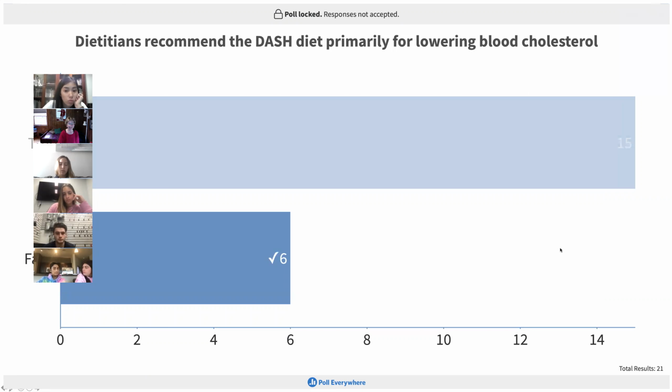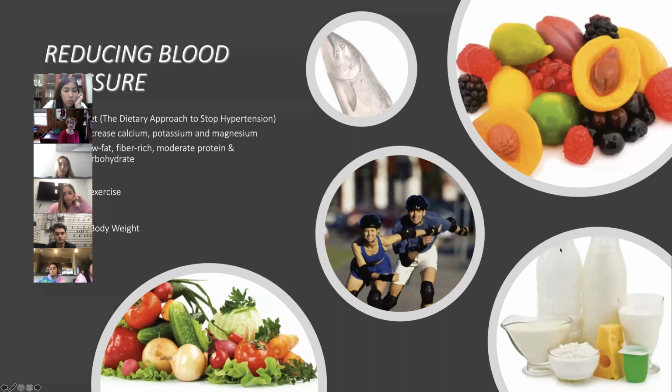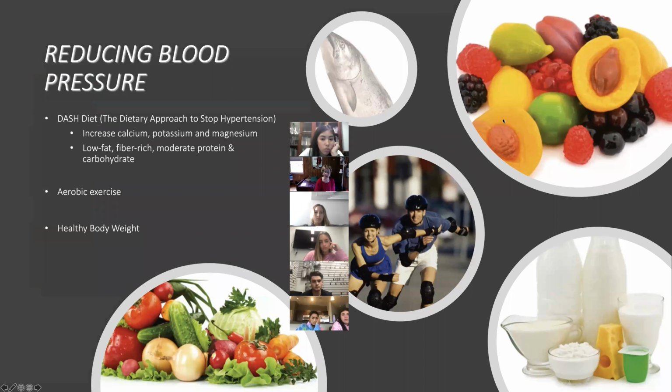Okay. The DASH diet stands for Dietary Approach to Stop Hypertension. So this diet would be recommended. Yes, it can help lower blood cholesterol levels, but it was primarily designed to work with blood pressure. What have you heard that folks are supposed to eliminate or limit when they're diagnosed with high blood pressure?